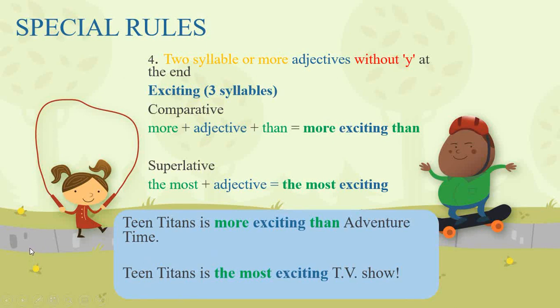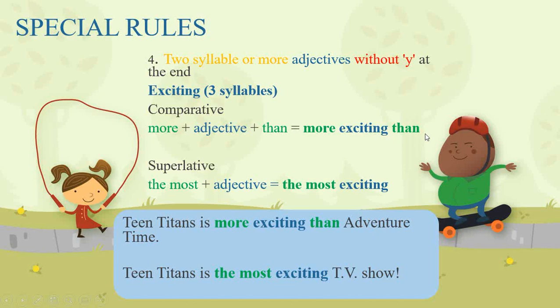Special rule number 4: adjectives of two syllables or more without Y at the end. For example, the adjective exciting. Exciting has three syllables. For the comparative form, it's different. We have to use the word more plus the adjective, that in this case is exciting, plus the word than. Then we will have more exciting than.